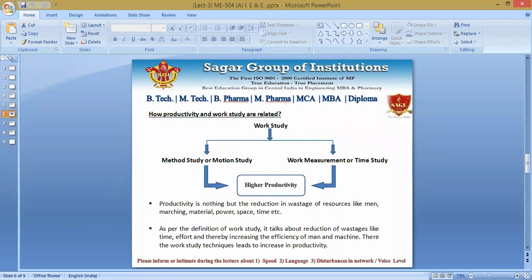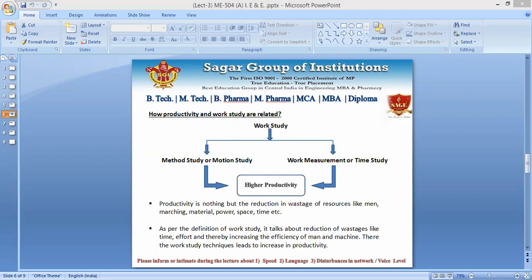Now, let us understand the relation between productivity and work study. Why are we studying this productivity? First of all, let us understand what is productivity. Productivity is basically today's highest need of this modern business world. Now, what is productivity all about? There are many factors which affect the productivity.